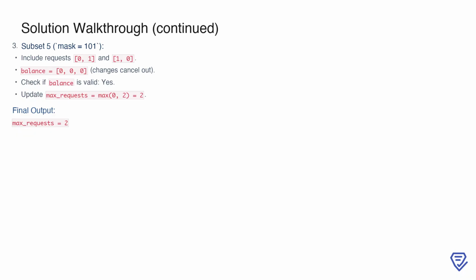Now, consider subset 5, represented by the mask 101. This subset includes the first and third requests, a transfer from building 0 to 1 and another from building 1 back to 0. The balance array becomes 0, 0, 0, because these 2 requests cancel each other out, leaving no net change in any building. Since this subset is valid and includes 2 requests, we update max_requests to 2. At the end of this example, the maximum number of achievable transfer requests is 2, as no larger valid subsets exist that maintain a 0 balance for all buildings.